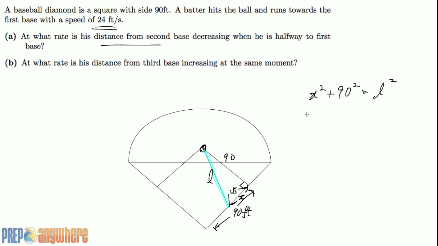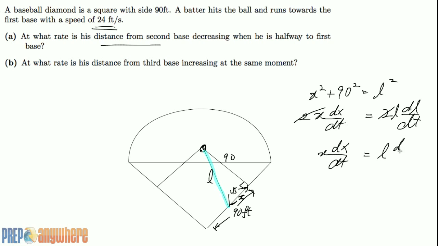Differentiate both sides with respect to time. 2x dx over dt equals 2L dL over dt. So we get x dx over dt equals L dL over dt. Okay, x is given to be 45. dx over dt is shrinking at 24, so I'm going to put a minus because that distance is shrinking. Now, L when x is 45.